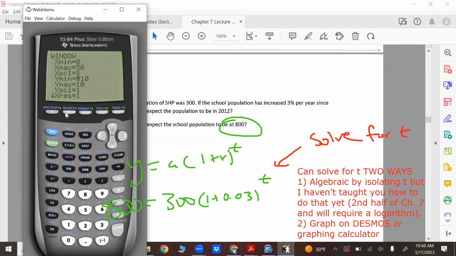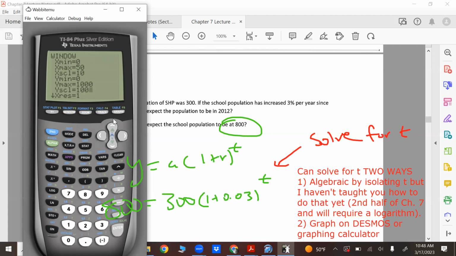Y represents the school population. Is the school population gonna be negative? No. We want to get to 800, so let me do 1,000 just so I'm high enough. Now X scale means how each tick mark is separated. Let me do 10. That won't matter for the graph, but I can see the tick marks spaced out better. And I'll do 100 here, because I don't want 1,000 tick marks. From 0 to 1,000, let's do 100 for every tick mark.